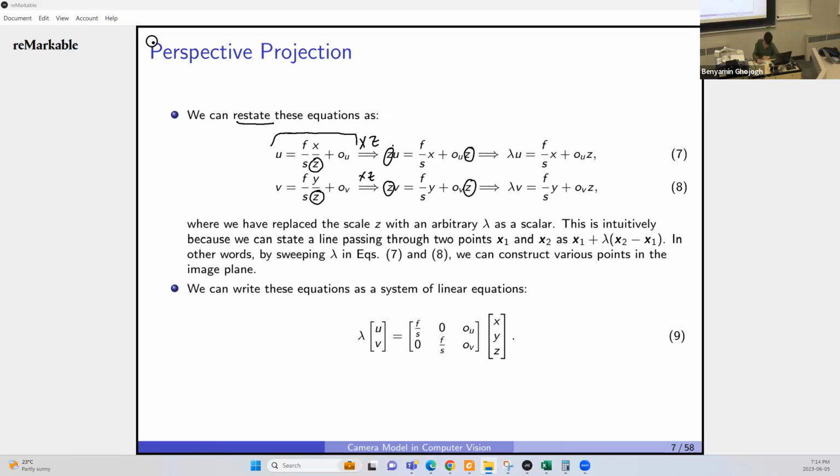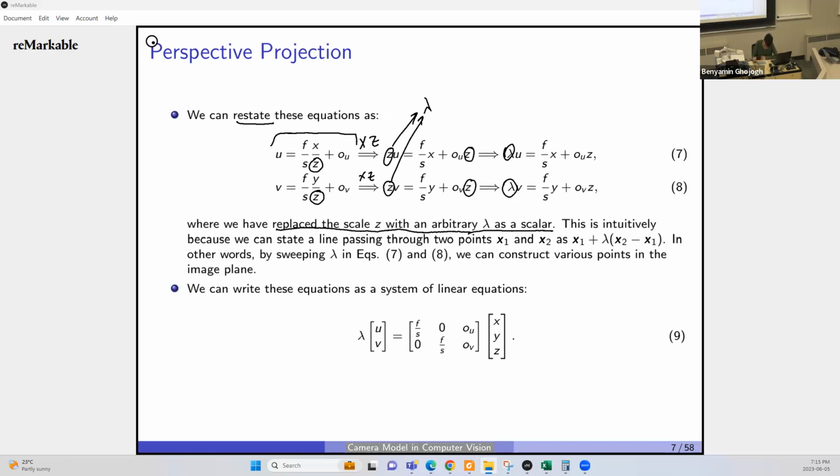Now let's consider these Z's to be lambda, where we have replaced the scale Z with an arbitrary lambda as a scalar. We will see why we are doing this. You'll see it's used a lot in this lecture. Intuitively, why are we doing that?